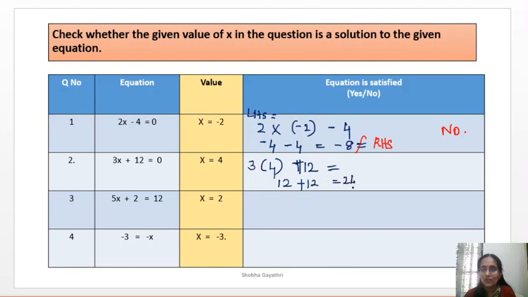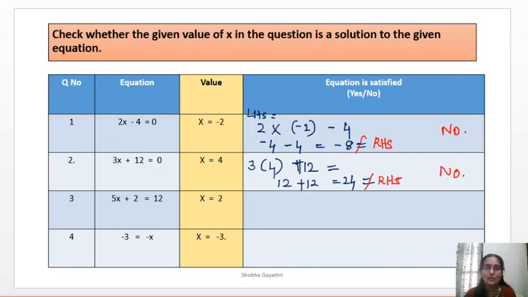Straight away you can write it. Is this equal to RHS? No, it is not equal to RHS. The right side is given as 0. So straight away write that LHS is not equal to RHS, and write the answer as no.